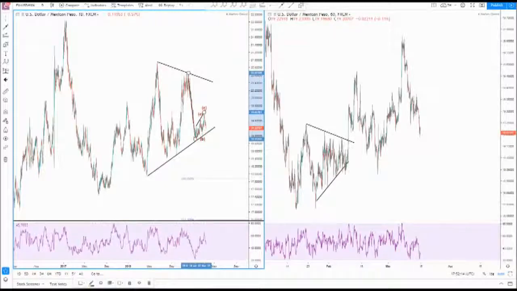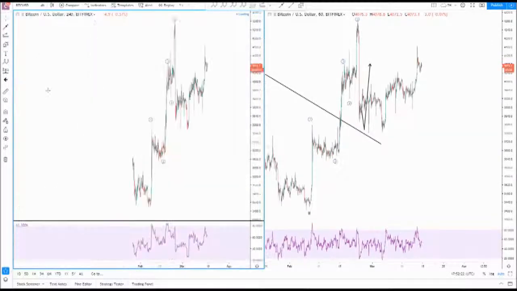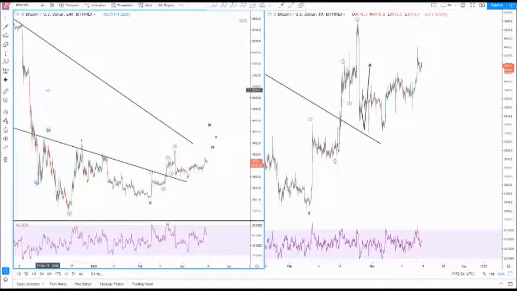Did we look at Bitcoin? I don't think we did. Bitcoin, ugly as ever. Okay, so we had 5 up. It's not overly convincing, bullish wise, but we're hanging in there.